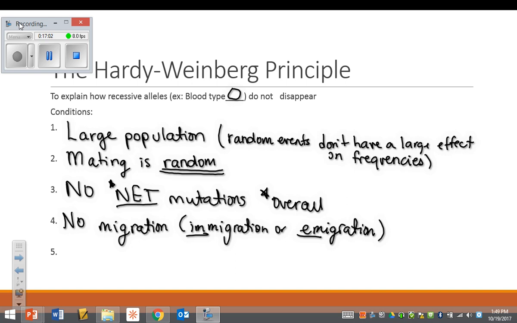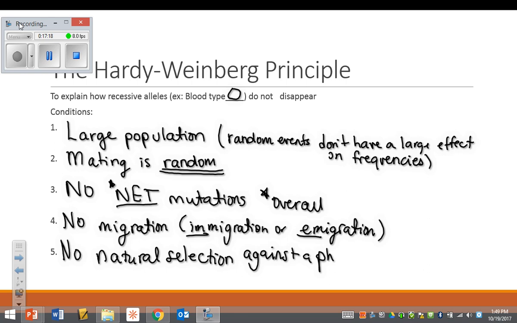And then the last one is that no natural selection against a phenotype occurs.